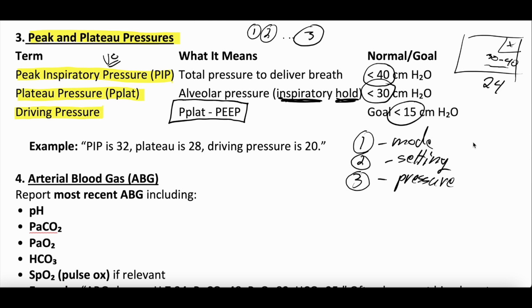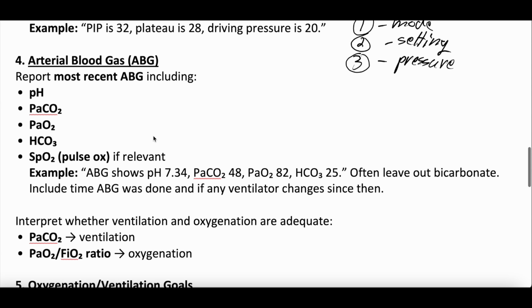All right, things are getting a little more tricky. But yes, peak and plateau pressures are the next things to add on, and then driving pressure is a nice bonus. This is particularly helpful if you have a patient in ARDS, okay? All right, step number 4. Now we're going to add on the arterial blood gas.